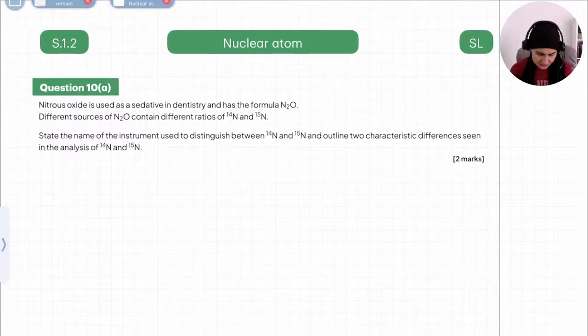Nitrous oxide is used as a sedative in dentistry and has the formula N2O. Different sources of N2O contain different ratios of N-14 and N-15. State the name of the instrument used to distinguish between N-14 and N-15 and outline two characteristic differences seen in the analysis of N-14 and N-15. You don't need to know how a mass spectrometer works in detail, right? But you do need to know why we're using it. Obviously the instrument name would be mass spectrometer.